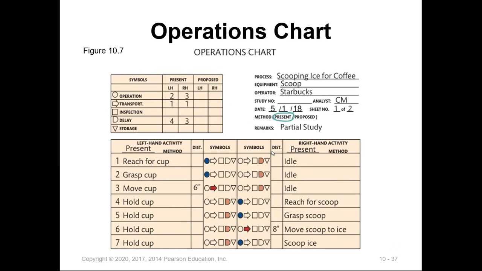The operation chart in this slide analyzes the body movement of a worker scooping ice for a coffee machine at Starbucks. It's designed to identify wasted motion and idle time. From the chart, you can see that the left hand completes 2 operations while the right hand completes 3 operations. The left hand will be transporting one time and the right hand will be transporting another time. The left hand will have four delays while the right hand will have 3 delays.